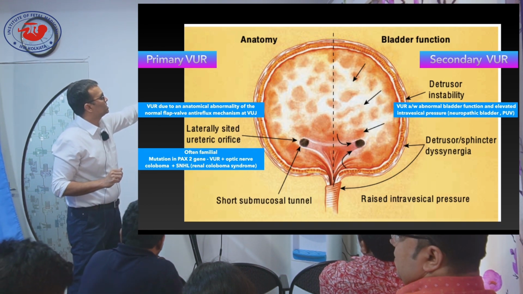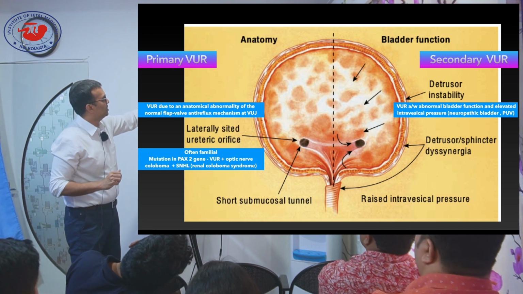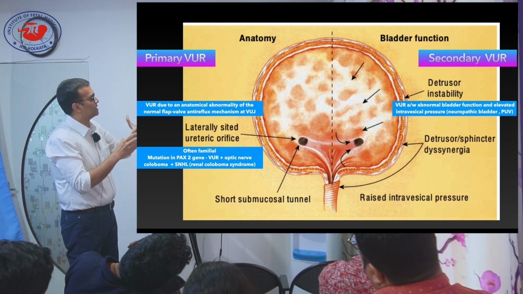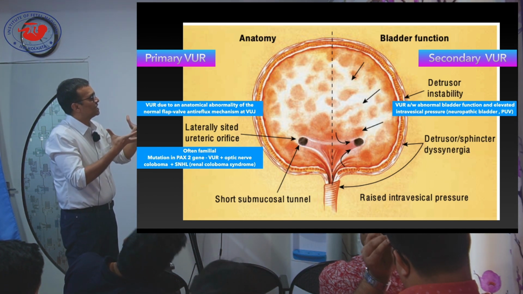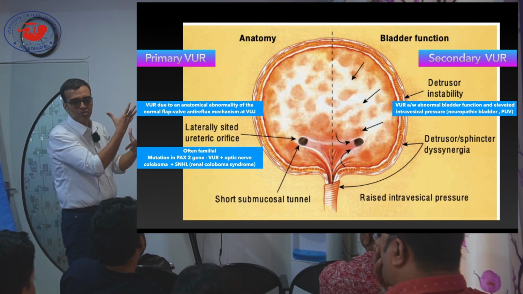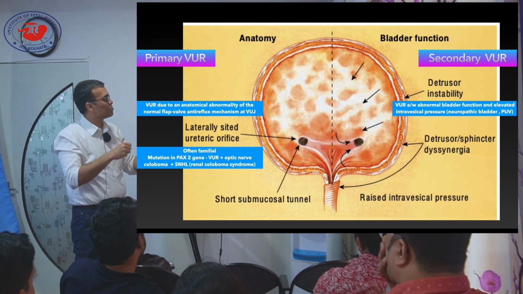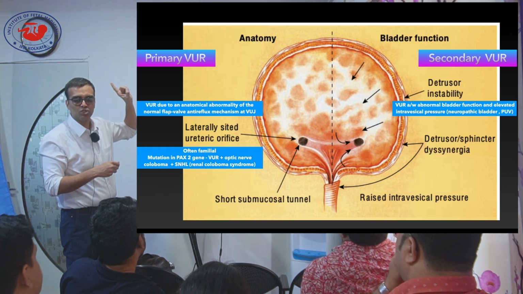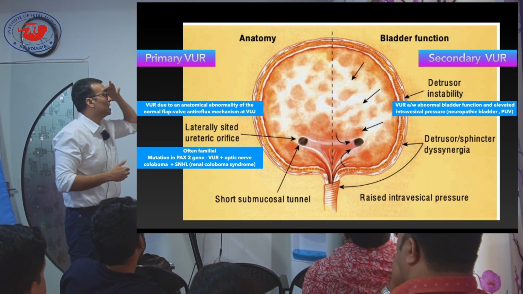Now primary VUR is because of anatomical reasons. Normally when the ureter is inserted into the bladder, there is an oblique course into the bladder, such that if the intravesical pressure rises, that acts as a safety valve, and pressure is not transmitted into the ureter. It goes like an oblique tunnel-like course. So that is a safety valve. If that is distorted, back pressure changes will happen in the ureter. Each time the bladder is distended and pressure is high, there will be transmission of the pressure into the ureter.